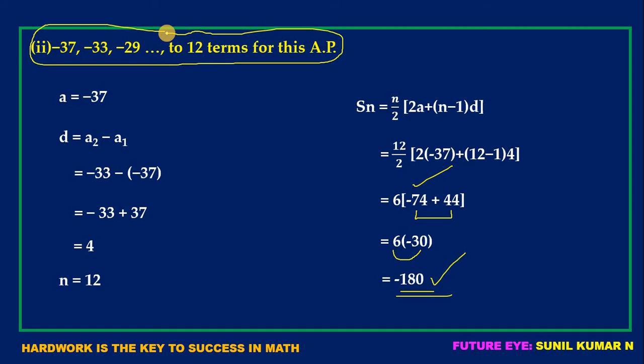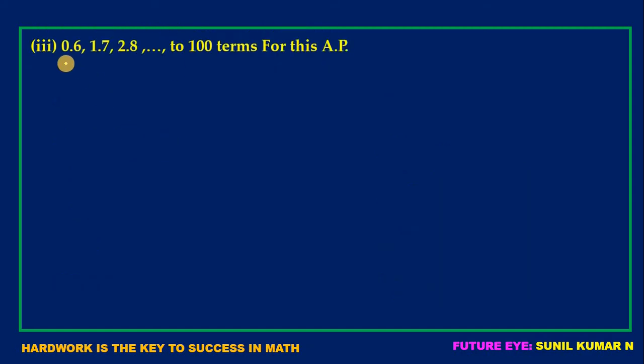Okay, next let us move on to another problem children. So third problem, 0.6, 1.7, 2.8, so on to 100 terms for this AP. So ಏನೇನೆಲ್ಲ ಫೈಂಡ್ ಔಟ್ ಮಾಡ್ಕೊಳ್ಬೇಕು, ಫಸ್ಟ್ ವಿ ನೀಡ್ a ವ್ಯಾಲ್ಯೂ, d ವ್ಯಾಲ್ಯೂ ಅಂಡ್ n ವ್ಯಾಲ್ಯೂ. ಸೊ a ವ್ಯಾಲ್ಯೂ ಅಂದ್ರೆ ಏನು, ಫಸ್ಟ್ ಟರ್ಮ್. ಸೊ ಫಸ್ಟ್ ಟರ್ಮ್ ಇಸ್ ಹೌ ಮಚ್, 0.6. ಸೊ a ವ್ಯಾಲ್ಯೂ ಎಷ್ಟಾಯ್ತು ಈಗ, 0.6 ಆಯ್ತು.